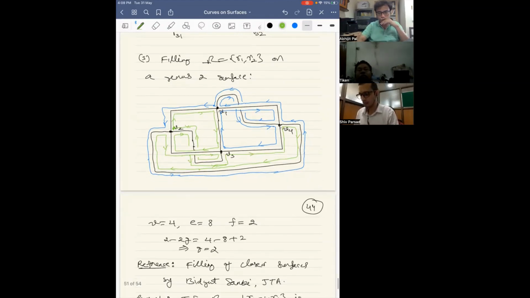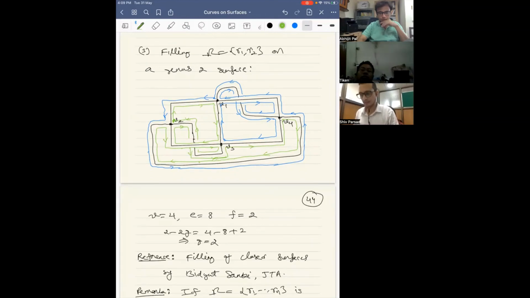Why is it genus 2? The way to look at it is, you look at the number of vertices, right? 4. It is a 4-regular graph, so the number of edges will be 8. And there are 2 boundary components. So if you do the Euler characteristic count, it is a genus 2 surface.